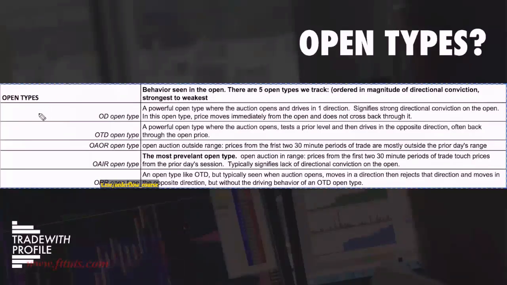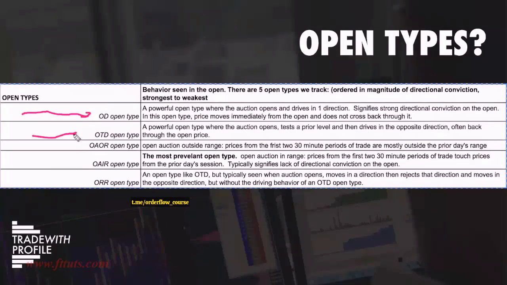For example, we have something called the open drive open type. This is where the market just opens and drives in a direction. It does not stop, does not pass go, does not collect $200. It just takes off. That's the strongest open type that you can exhibit.